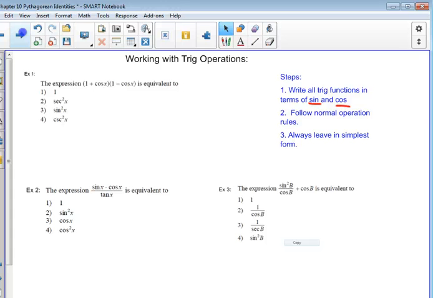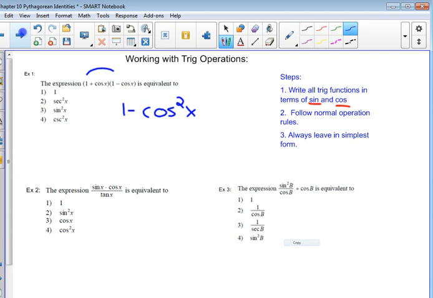The green one, right? Great. Anybody want to do that? That's perfect. You already got it. Lauren, what did you get when you FOILed all this out? 1 minus cosine squared x. Good. So hopefully you got 1 minus cosine squared x.